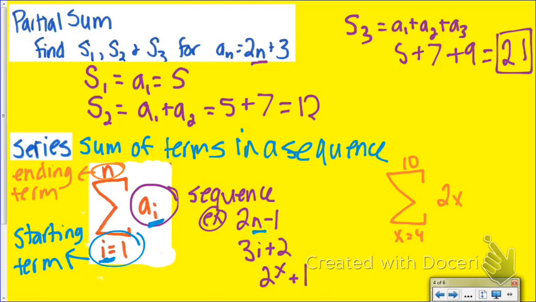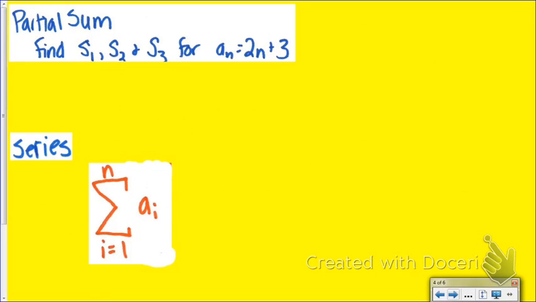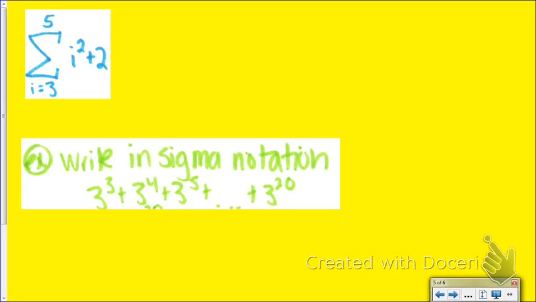So that would mean, for example, 2 times 4 plus 2 times 5 plus 2 times 6 all the way until I got to 2 times 10. And I would add all those terms together. Okay, so we're going to look at finding an actual sum here. So this first sigma up at the top, it gives me the sequence, and it gives me the starting term, and it gives me the ending term.